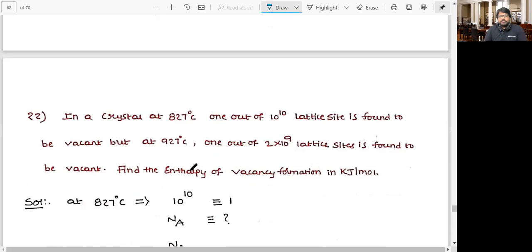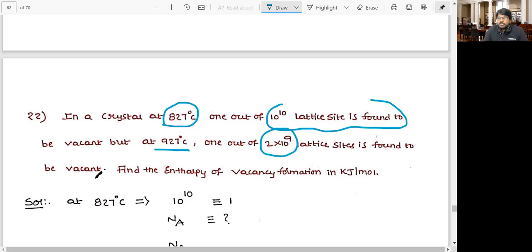And the next one. In a crystal at 827 degrees centigrade, 1 out of 10 power 10 lattice sites is found to be vacant. At 927 degrees centigrade, 1 out of 2 into 10 power 9 lattice sites is found to be vacant. And the question is, find the enthalpy of vacancy formation in kilojoules per mole.